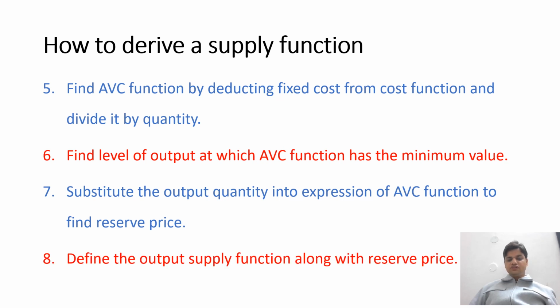Then define the output supply function along with the reserve price. If you do not state the reserve price, then everybody will think that the supply curve starts from the origin, but actually the supply curve starts from the reserve price, not from the origin. From the origin means the price is zero, but that's not the reality. At zero price, nobody will start a positive level of supply.